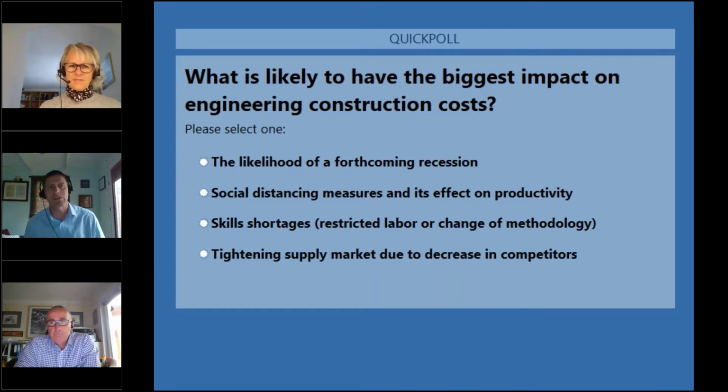We've given you 4 options here: the likelihood of a forthcoming recession; social distancing measures and the effect on productivity; skill shortages, which might be through restricted labor movement or perhaps a change of methodology; and finally, tightening of supply markets due to a decrease in competitors. We'll give a few moments for those results to come through. As I said, if you have any questions for Karen or Chris, please put those into the question box and we will get back to those at the end.